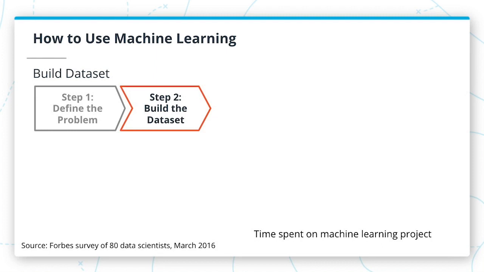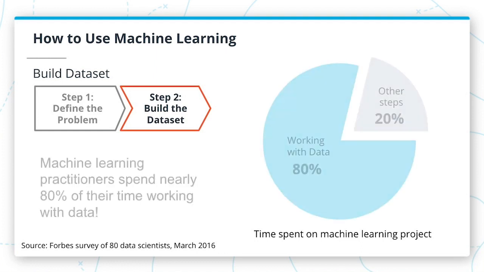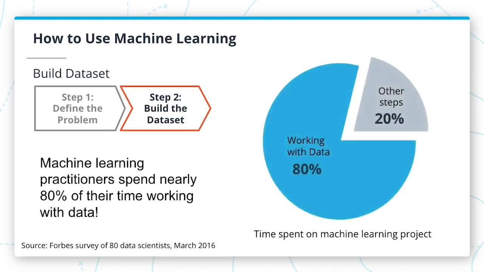The next step in the machine learning workflow is to build a dataset that can be used to solve your machine learning based problem. Working with data is perhaps the most overlooked yet most important step of the machine learning process.